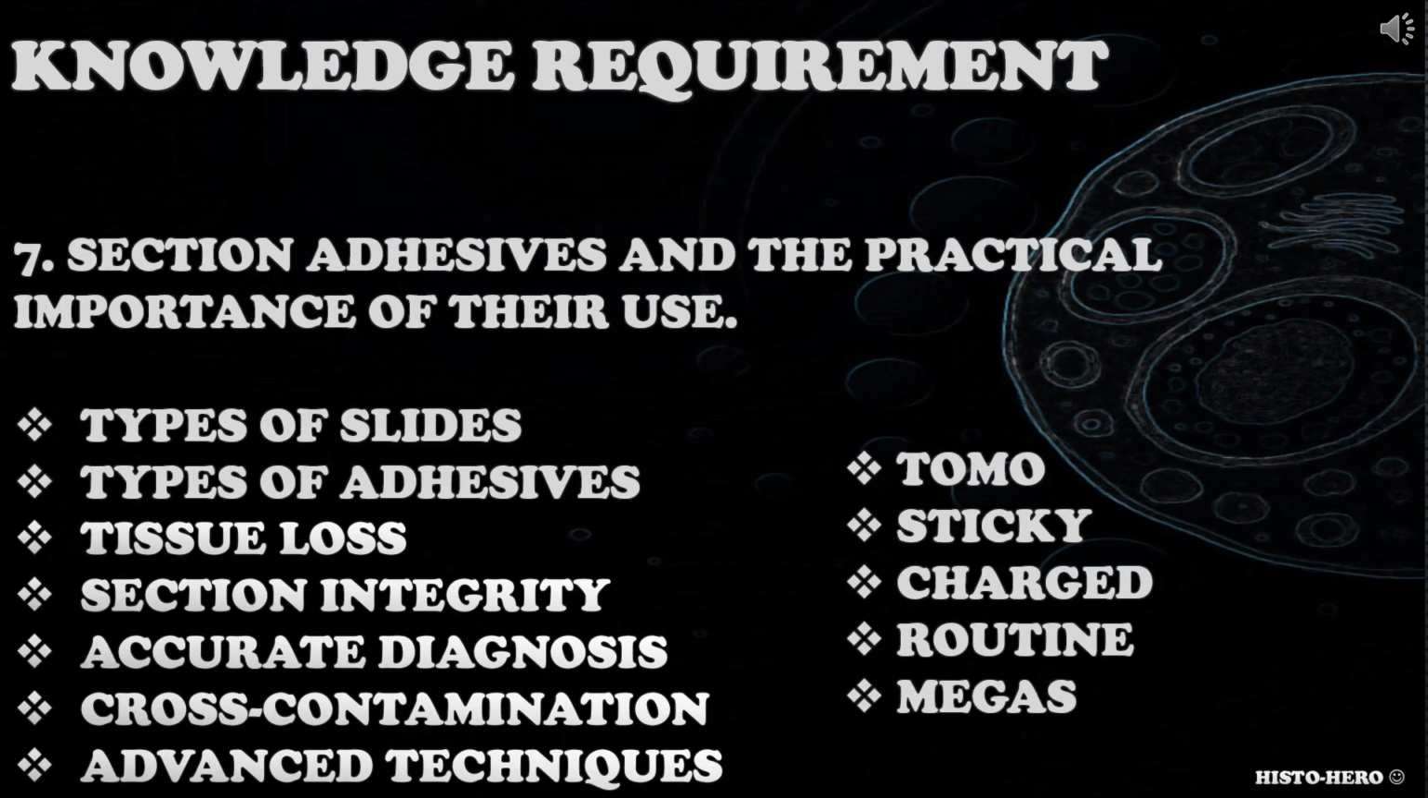The seventh knowledge requirement is section adhesives and the practical importance of their use. Candidate needs to have the knowledge and understanding about section adhesives and their use. You could ask the candidate to explain what section adhesives are and why they are used. Why are slides with different adhesives important in histology? What type of slides do they use in your lab? When would they use them and why?